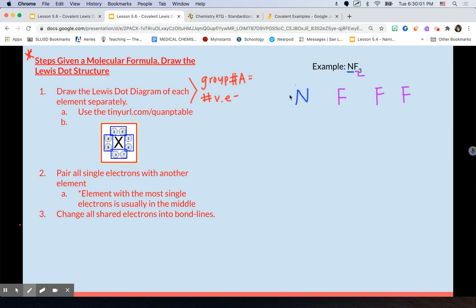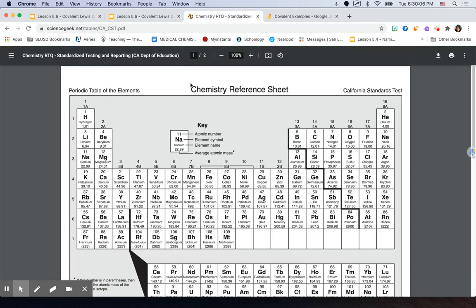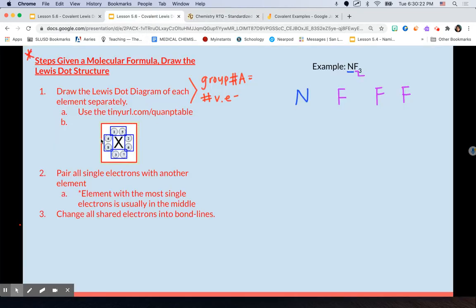So if I look up F, or sorry, this is N on my periodic table. So element N is located here, and it is in group 5A. So therefore, I need to draw 5 valence electrons in this order as shown here, right? So that's going to be 1, 2, 3, 4, 5.